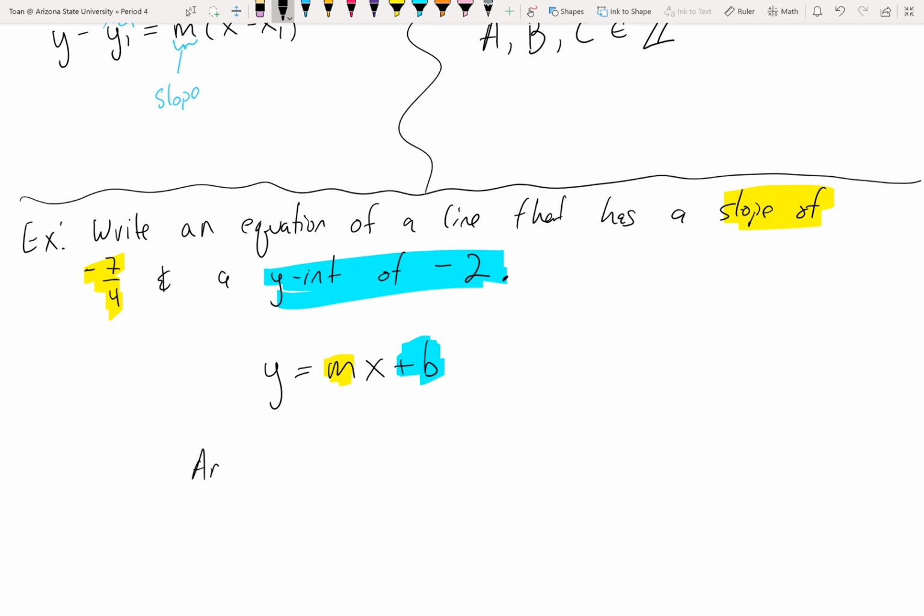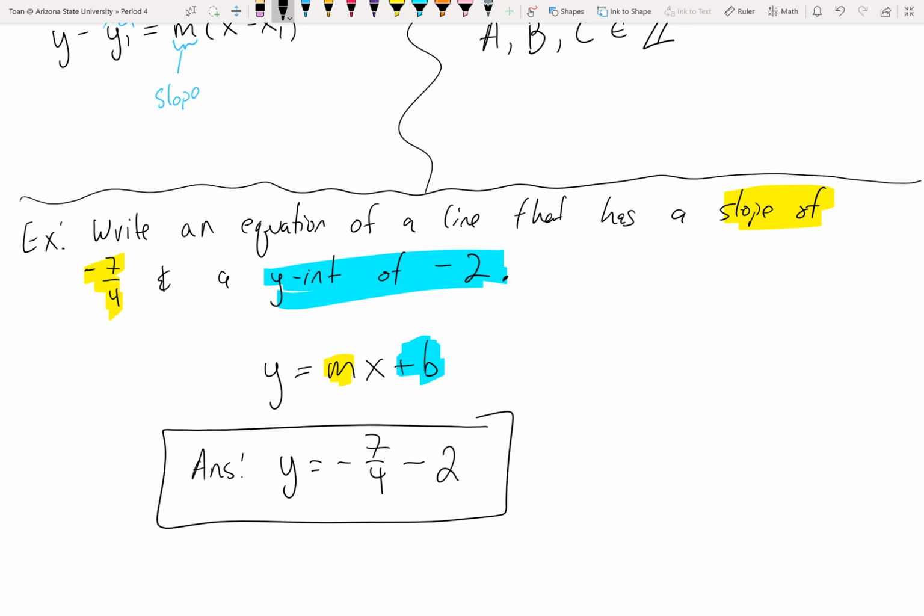My answer is y equals the slope of -7/4. And since my y-intercept was negative instead of plus, I'm going to put a minus. That is the answer. That is the equation of that line. And it's almost guaranteed that I always get at least one student get this question wrong on the test.